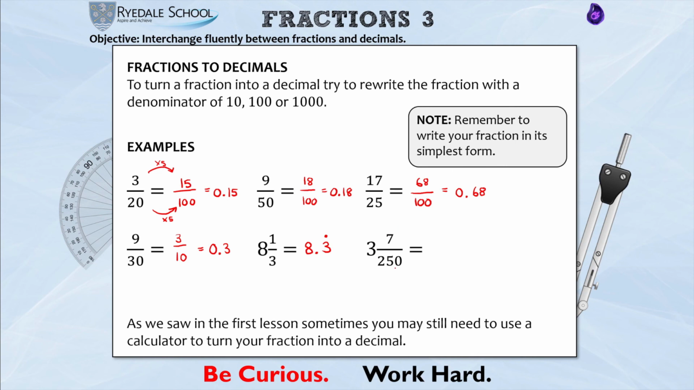3 and 7 over 250. Ouch. Well, let's just leave the 3 alone because it's 3 whole ones. There's no way I can turn this into a fraction out of 100, but I can definitely turn it into a fraction out of 1,000. I'm timesing top and bottom by 4. So that is 28 out of 1,000. And 28 divided by 1,000 would be 0.028 by itself. But I've also got the 3 whole ones, so together it must be 3.028.